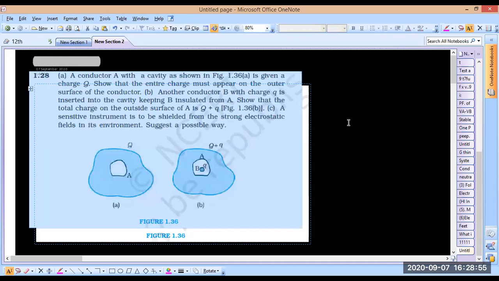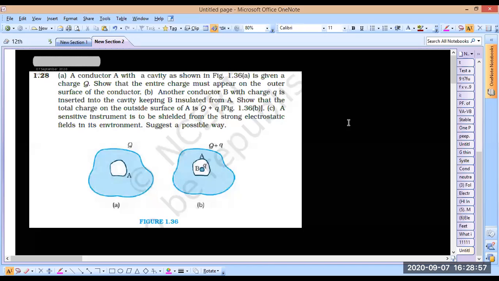All right. Now, why am I doing this? This B part here actually helps me explain that question from chapter 2. So first we'll do this and then we'll do that, right? So A, first of all, we start with A. I'm reading it. A conductor A with a cavity is shown in figure. I hope you understand this is the cavity, right? Is given a charge Q.